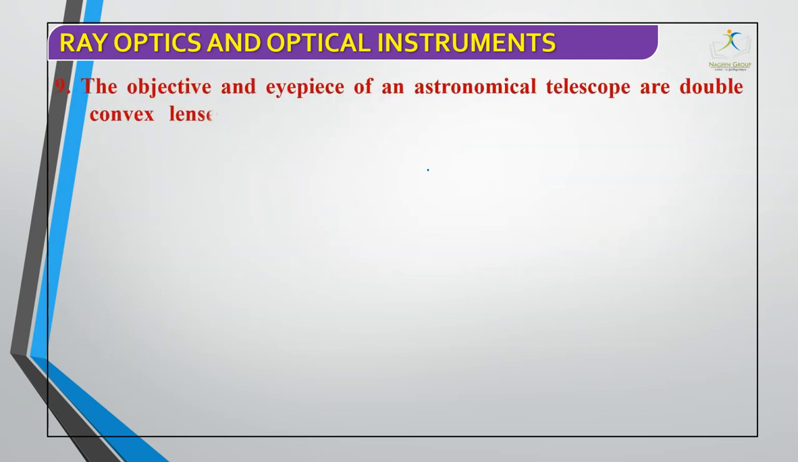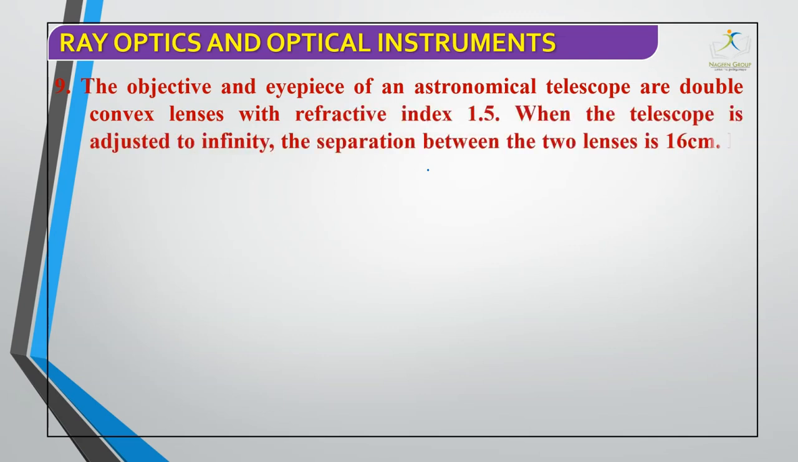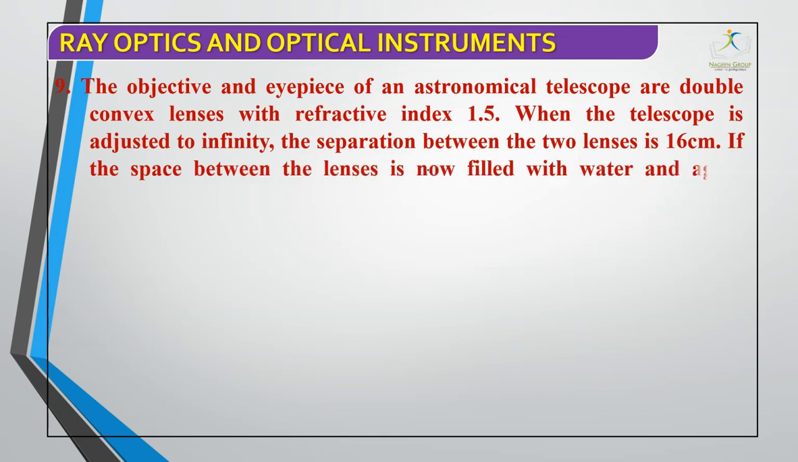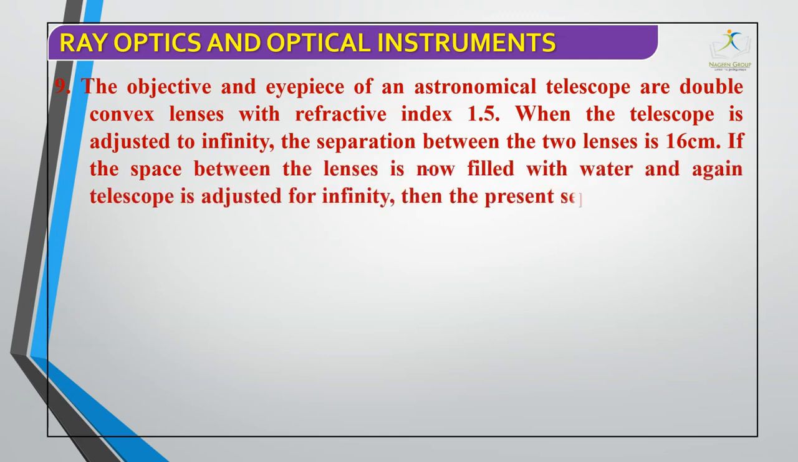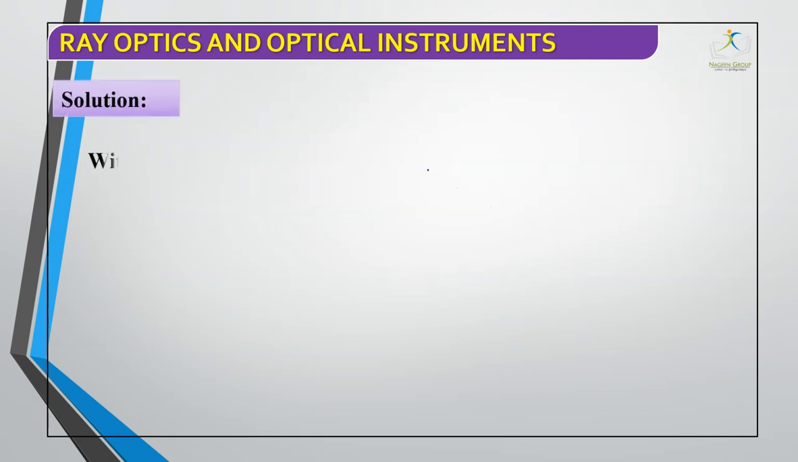Next question we have, the objective and eyepiece of an astronomical telescope are double convex lenses with their refractive index 1.5. When the telescope is adjusted to infinity, the separation between the two lenses is 16 centimeter. If the space between the lenses is now filled with water and again the telescope is adjusted for infinity, then the present separation between the lenses is 8 centimeter, 16 centimeter, 24 centimeter and 32 centimeter. Now move with the solution part.